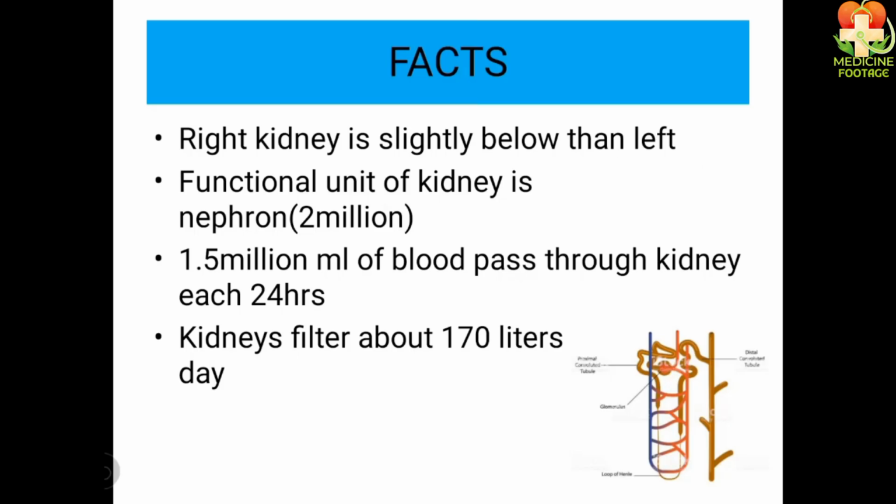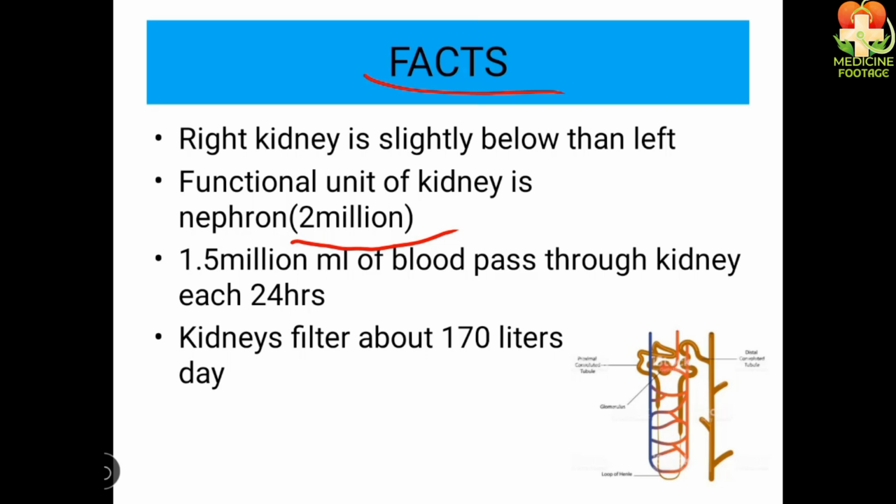So, let's begin. First, let's discuss some facts about the kidney. You may be surprised to learn that the right kidney is slightly lower than the left kidney. And there is a reason for this. The liver is located on the right side of our body. The second fact is that the structural and functional unit of the kidney is called the nephron. The kidney is made up of nephrons, and there are a total of 2 million nephrons in our body.